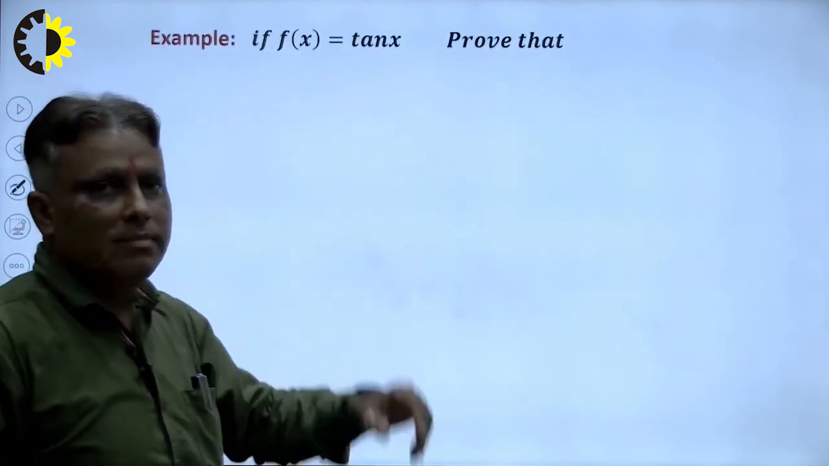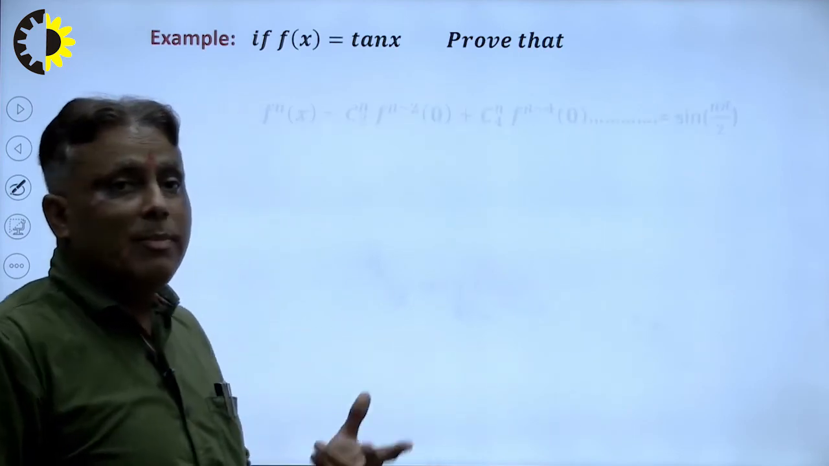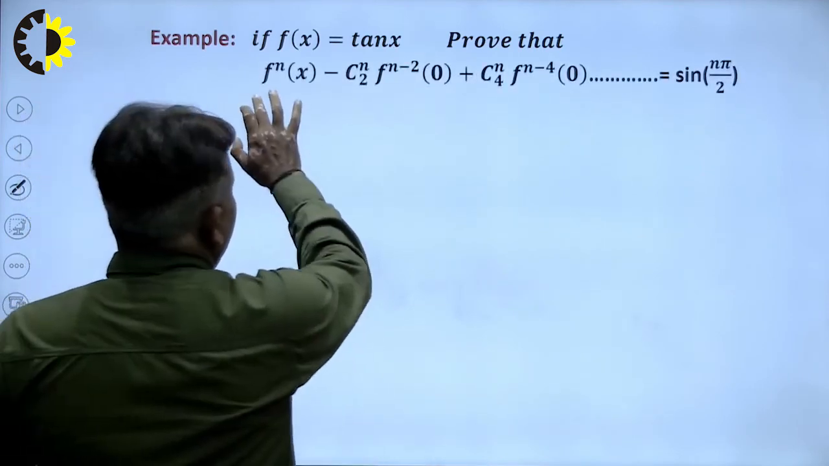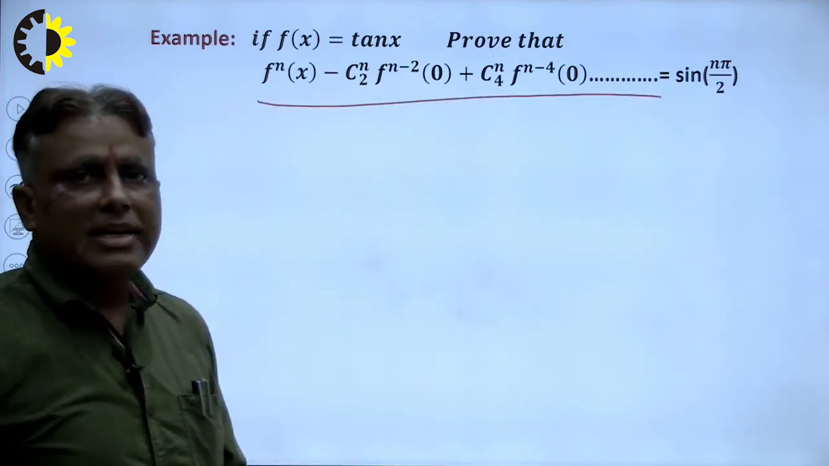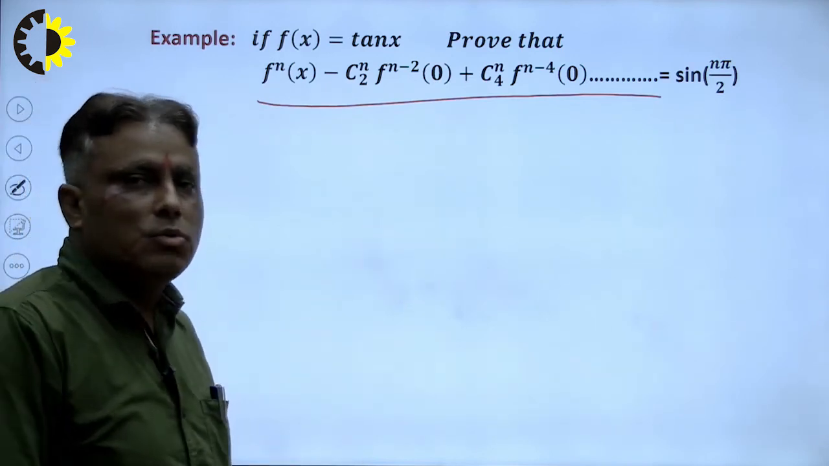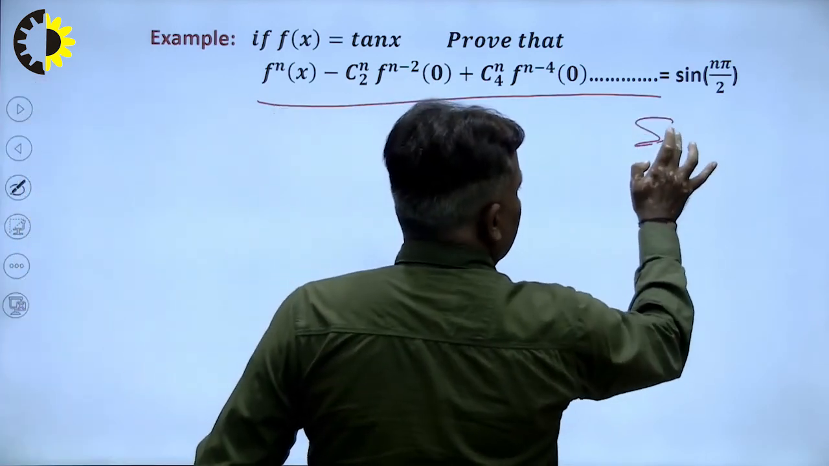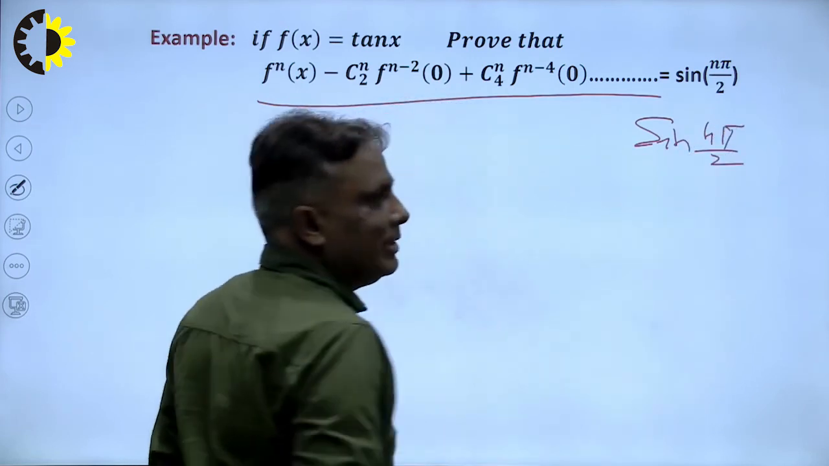This is another problem that arises in the GATE. If f x is equal to tan x, what will be the value of these terms? I write here the proof, right, how to solve this problem. So this will be sin n pi by 2, right. So what will be the result here, right.